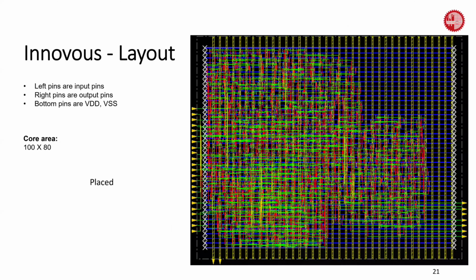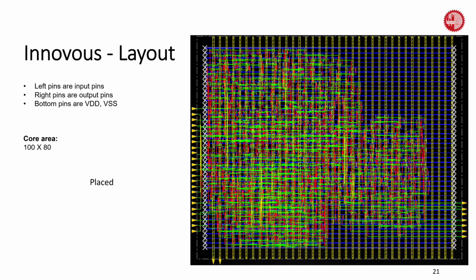We also accomplished the physical design of the system. Here you can see the Innovus layout view of our design. The left pins are the input pins and the right are the output pins. The die size was chosen as 100 width and 80 height. It was done mainly to avoid DRC errors. It might not be compact, but it was error free.